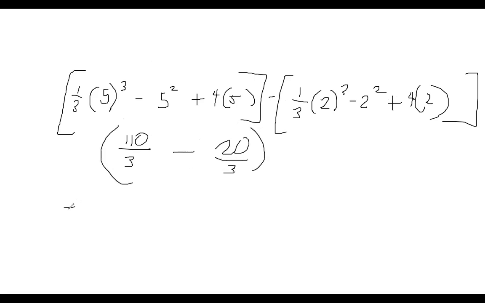So the definite integral of our given function is simply 110 minus 20 over 3. So, 110 minus 20 is 90 over 3. It's simply 30.